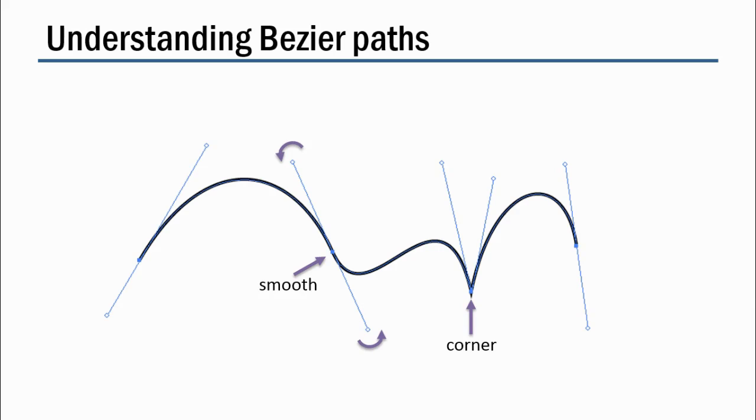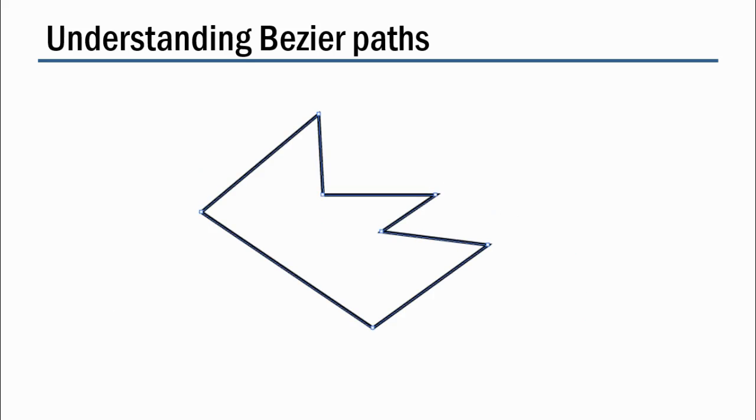And all this applies only to curves. Shape segments that are straight lines do have anchor points, but they don't have control handles. There's no need for them because the only thing control handles do is create curvature.